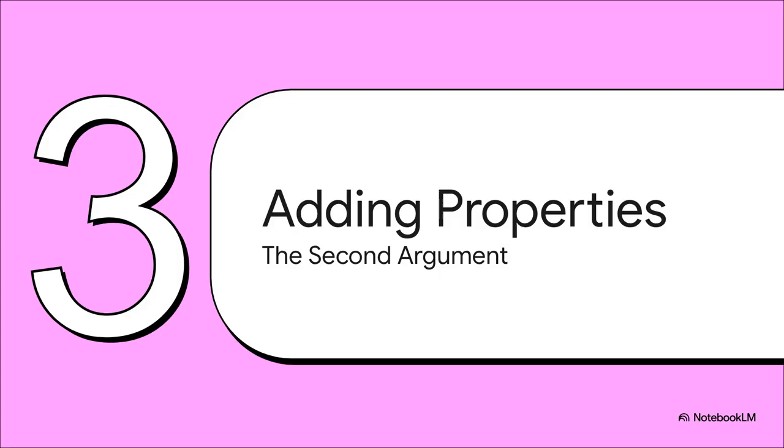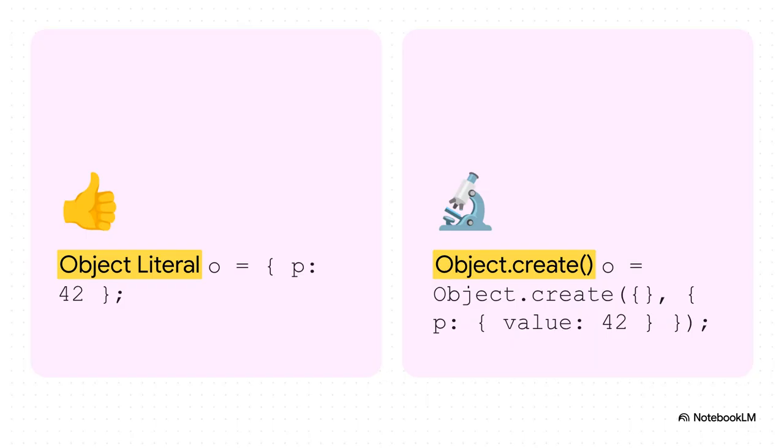Now hold on, because Object.create has another trick up its sleeve. It has a second optional argument that gives you this almost surgical level of control over your new object's properties. And this is where things get really, really interesting. Just look at the difference here. On the left, that's a simple object literal. It's how we create objects 99% of the time. It's clean, it's easy, but on the right, we're using that second argument of Object.create. It looks way more complicated, right? So you might be asking, why on earth would I ever do this?